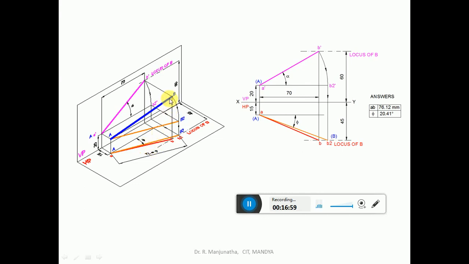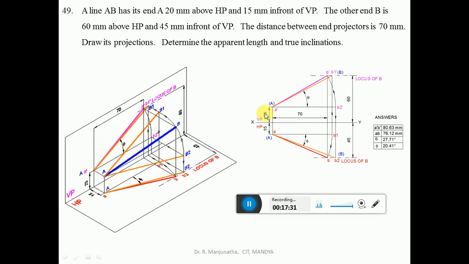By doing so, what happens? The image in the front view gets rotated, so that B dash is rotated to B2 dash, which is above HP by 20 mm, and A dash is also above HP by 20 mm. So we made this parallel to HP, and when this is projected onto the top view, you are going to get AB2, which is the true length and its inclination phi with respect to VP. So this is how we have explained it stepwise. But this is not the one which we need to write. We need to write only the final solution in the sketchbook.